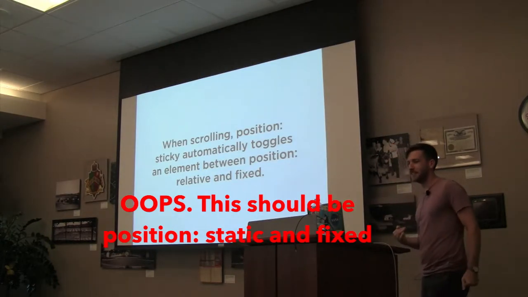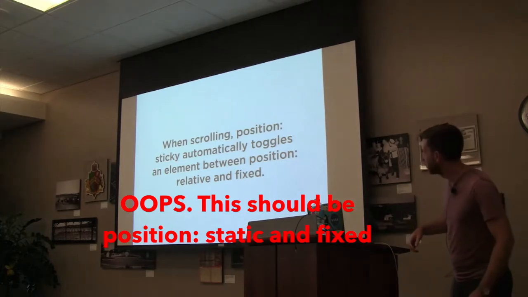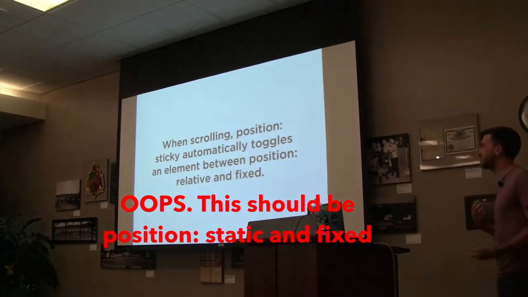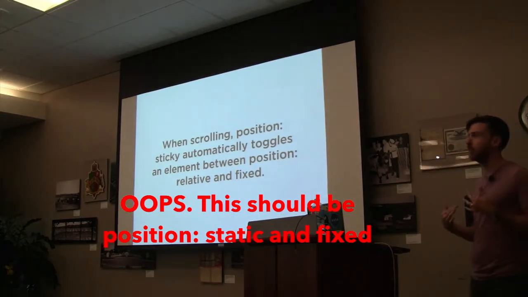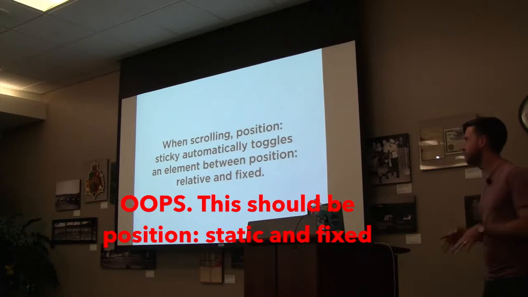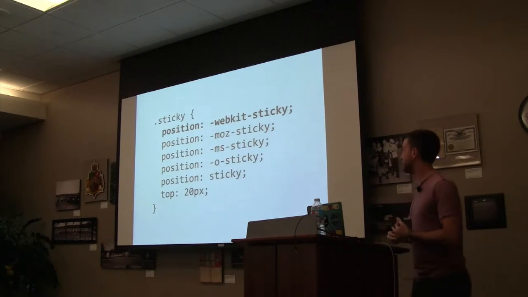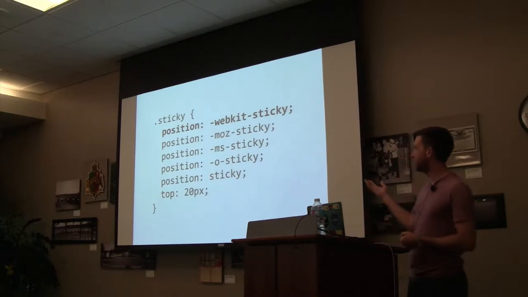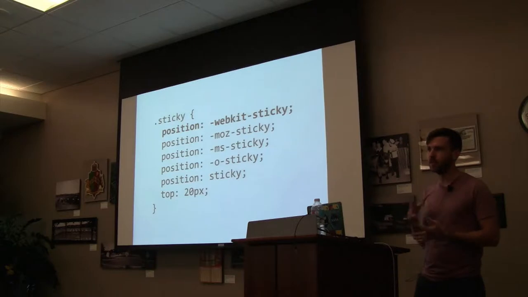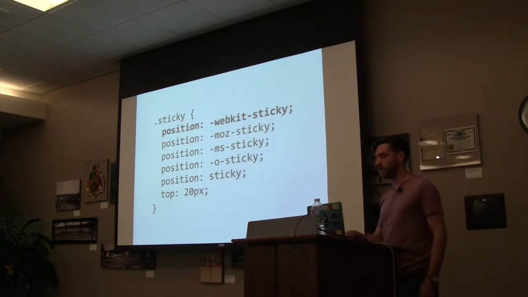So, position sticky is useful for when you want an element, using only CSS, to automatically toggle between position relative and fixed. So you want an element to remain visible on your page as you scroll. Here's the syntax for it, pretty easy and awesome, right, with all these vendor prefixes. But it's very similar to other absolute or fixed positioning. You just set top, bottom, left, right, and that will control how it's displayed on the screen.